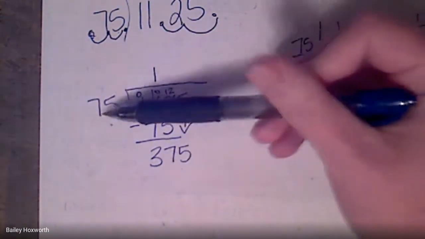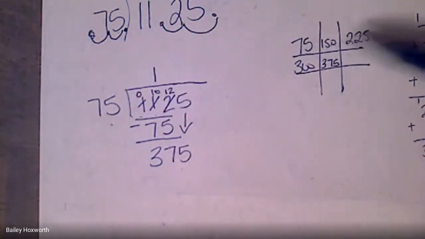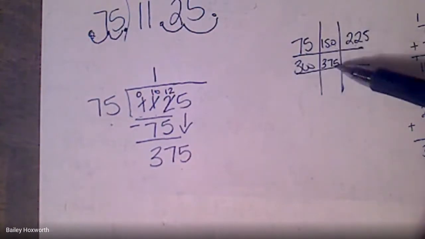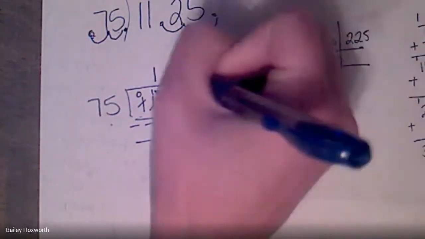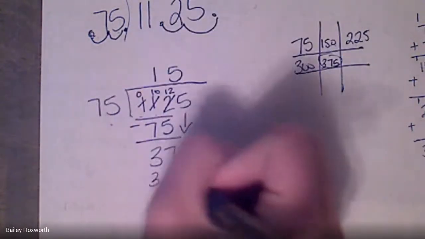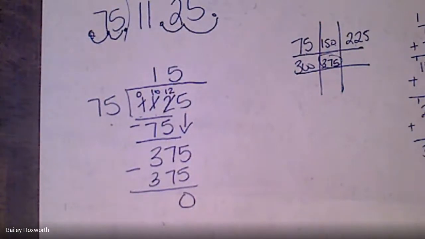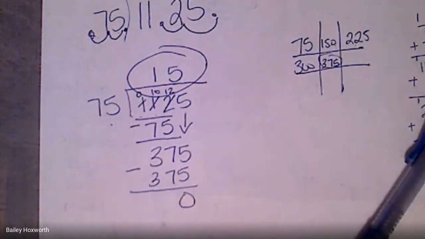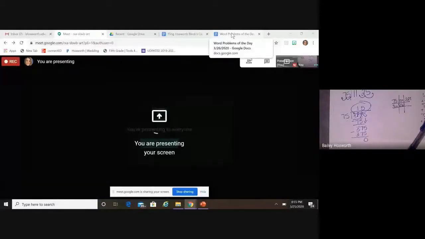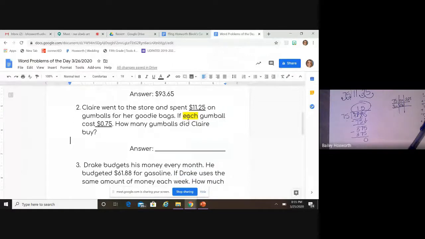So 375 can be divided by 75. Let's see how many times: 75, 150, 225, 300, 375. So 5 times. 5 times 75 is 375. When I subtract, I'm left with 0. So how many gumballs can Claire buy at the store? She bought a total of 15. Wonderful. Now you're going back into this Word document. You've highlighted and underlined your keywords and numbers, and now you have your answer, which is 15.